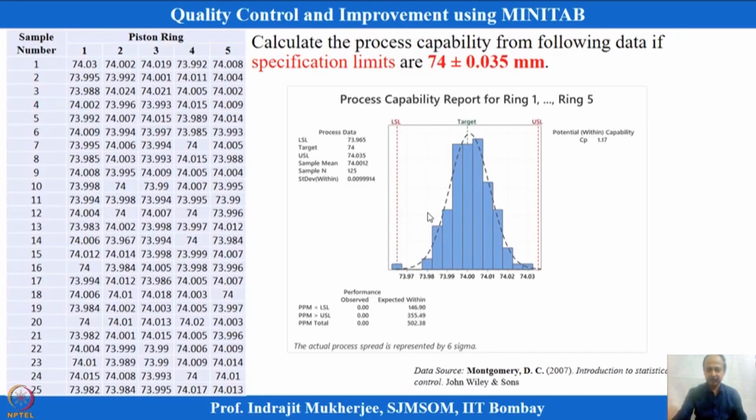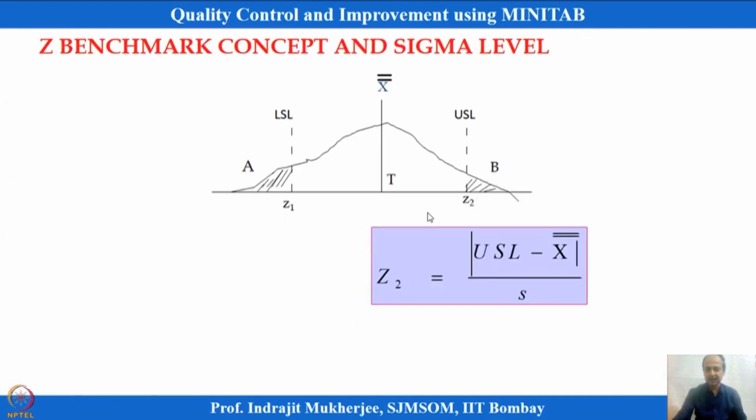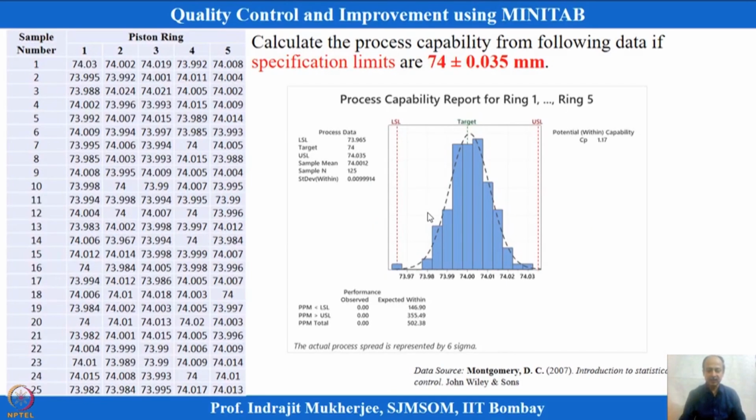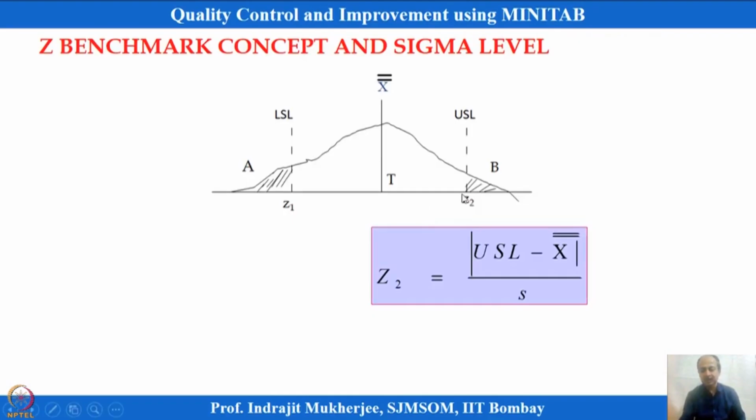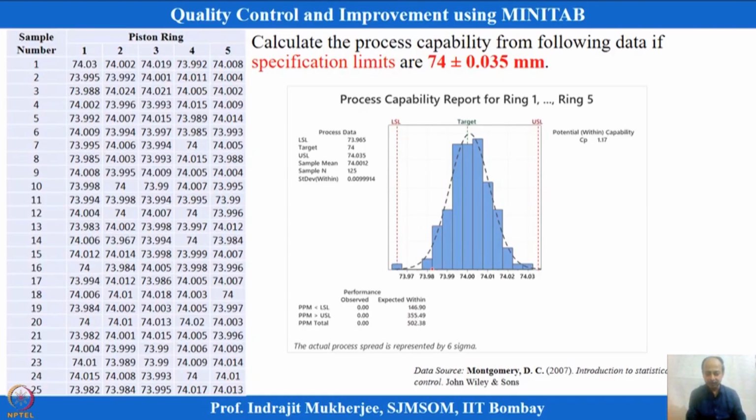But what I am trying to say is that we can calculate capabilities, and we can also calculate the expected performance. For that some Z conversion is required. Corresponding to this Z, the probability can be converted into ppm on both the sides. So, this area and this area can be calculated and converted into ppm, and that is what you see in MINITAB's expression. Expected performance is the portion you can see over here.